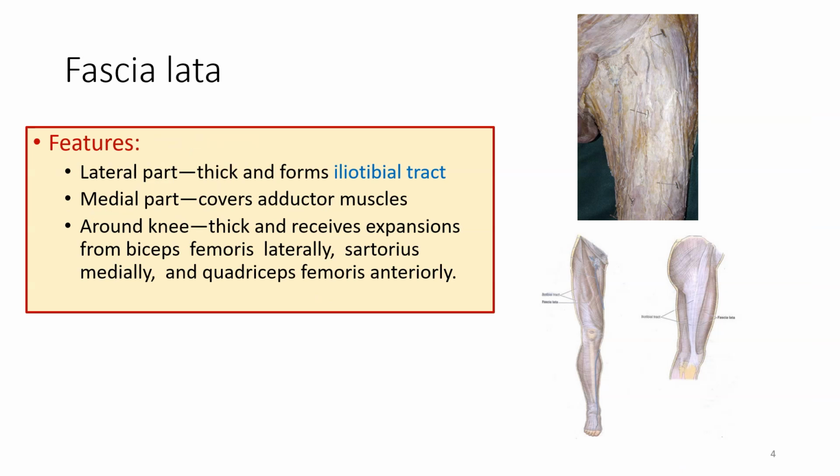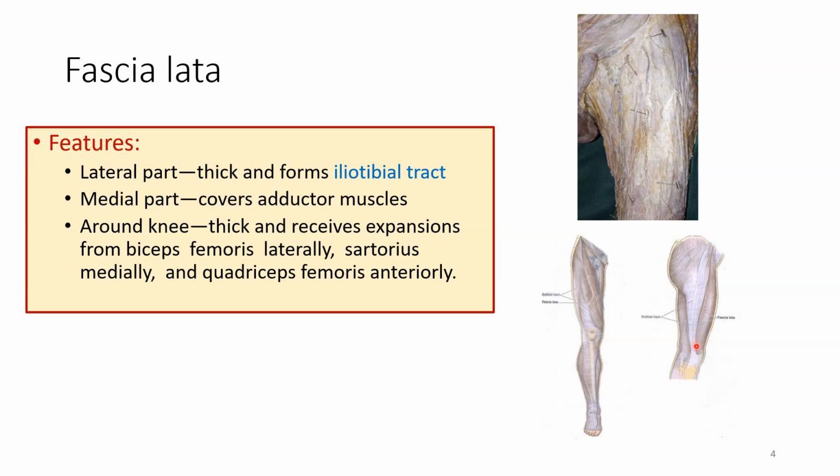Let us see the features of fascia lata. It is thick on the lateral aspect where it forms what is known as the iliotibial tract, whereas it is thin posteriorly and in its medial part. In this picture you can see the fascia lata on the front of the thigh and on the medial aspect, and partly on the lateral aspect where it is thick and forms the iliotibial tract.